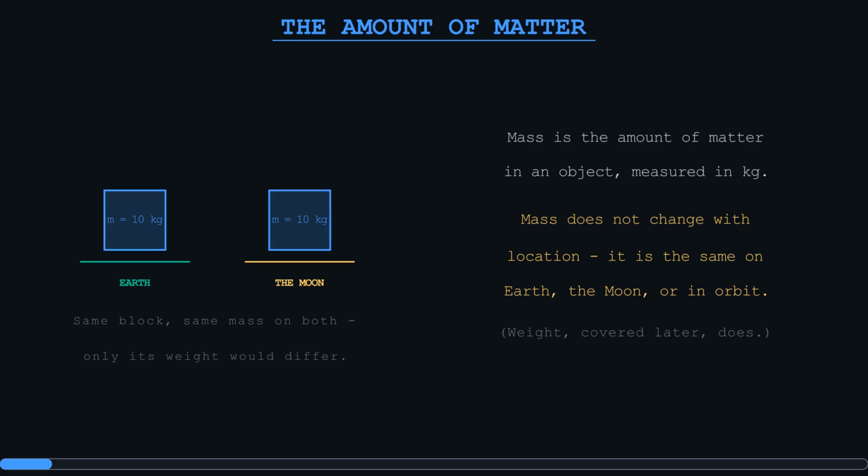Mass is the amount of matter in an object, measured in kilograms. Mass does not change depending on where the object is. The same 10-kilogram block has exactly the same mass on Earth, on the Moon, or floating in orbit. Weight, which we cover later in this video, is different because it depends on gravity.